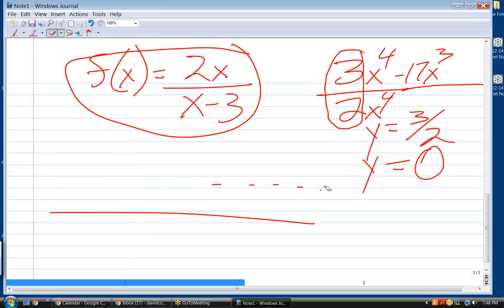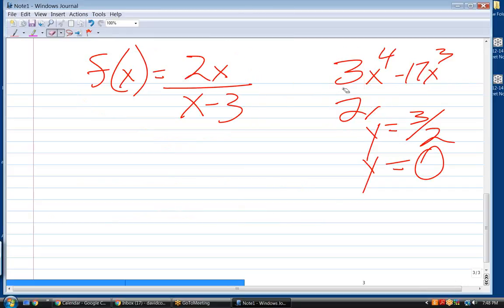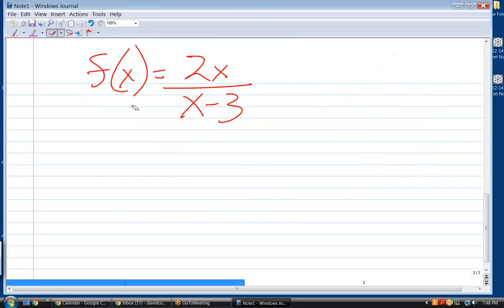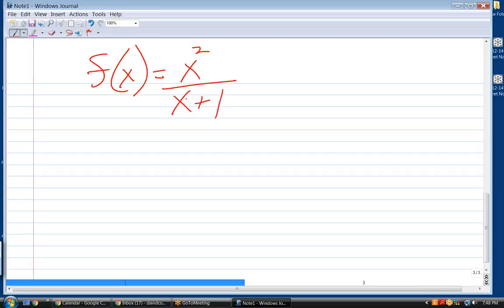Now, there is a third situation that we didn't cover. I think the next problem is like that. It's f of x is equal to x squared over x plus 1. If the numerator is exactly 1 degree more than the denominator, like this problem, you have to divide, and whatever you get is going to be a slant asymptote. There's no horizontal.